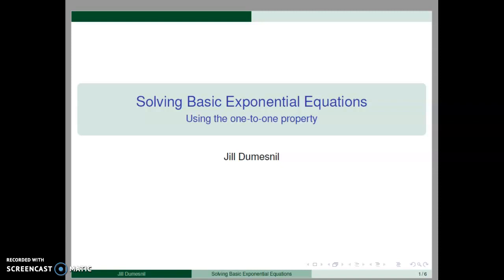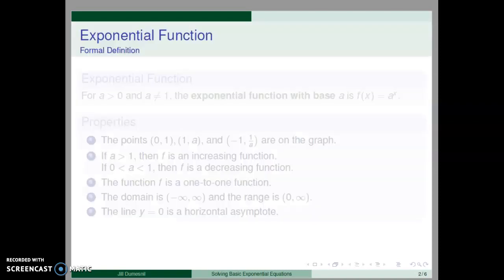In this video, we'll solve basic exponential equations using the one-to-one property of exponential functions. Let's begin by reviewing the formal definition of exponential functions.